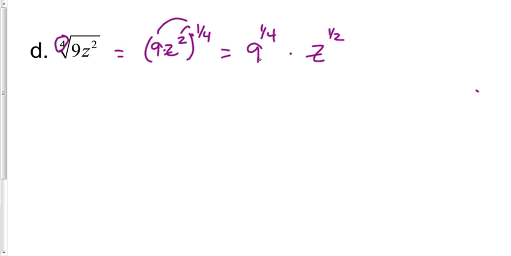Now, can I simplify this 9 to the 1/4 power? Well, anytime you can rewrite something using a smaller base, you should do it. So I know that I can rewrite 9 using a power. 9 is the same as 3 squared. You want to reduce that base. So instead of using a base of 9, I'm using a base of 3. So I've got 3 squared.